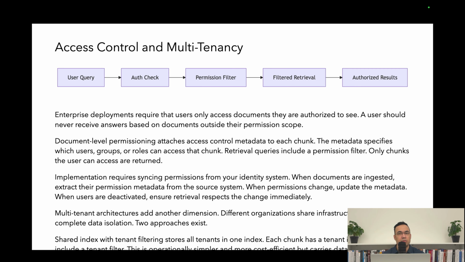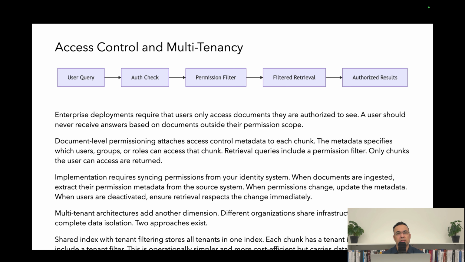Implementation requires syncing permissions from your identity system. When the documents are ingested, extract the permission metadata. When the permissions change, update the metadata. Multi-tenant architectures add another dimension. Two approaches exist. Shared index with tenant filtering stores all tenants in one index. Each chunk has a tenant identifier. Queries include a tenant identifier, and this is operationally simpler but carries data leakage risk from filter bugs.